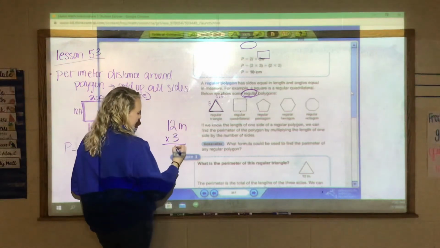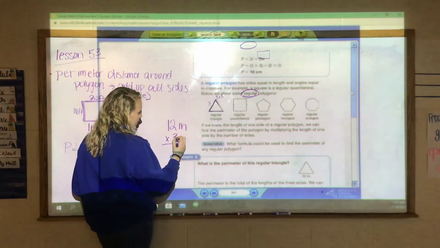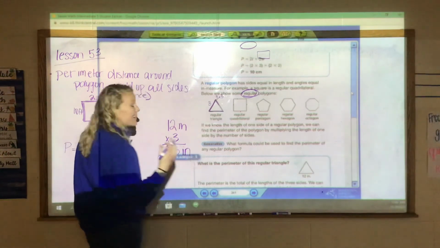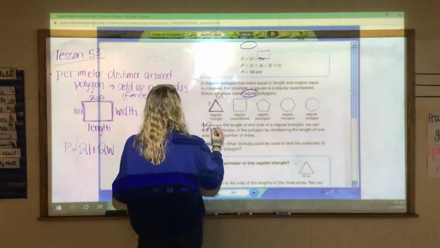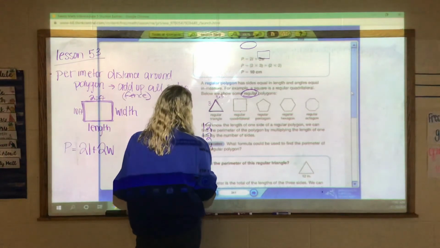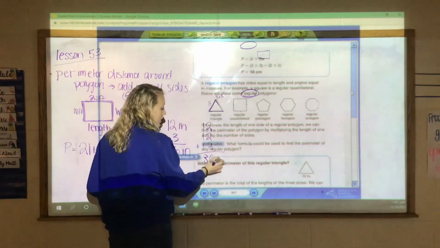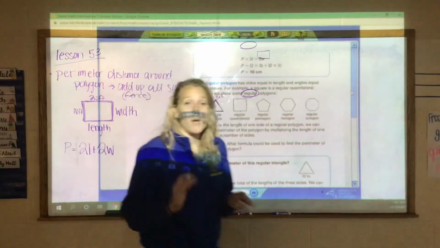3 times 2 is 6. 3 times 1 is 3. So it would be 36 inches. Now, I can also do 12 plus 12 plus 12. 2 plus 2 plus 2 is 6. 1 plus 1 plus 1 is 3. Either way, it works. However it works best for you.